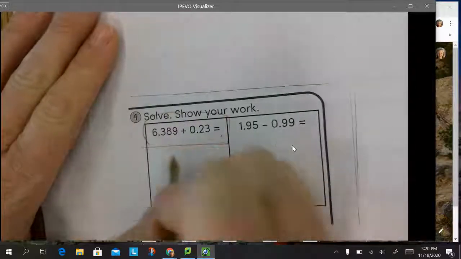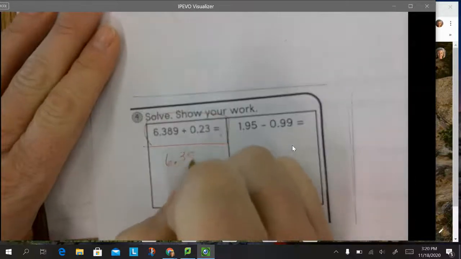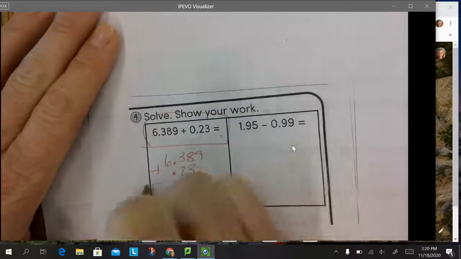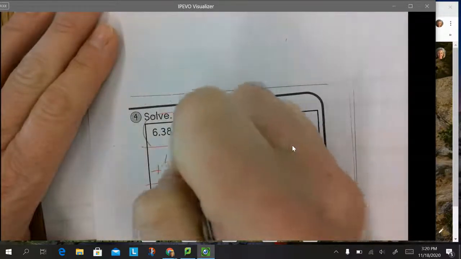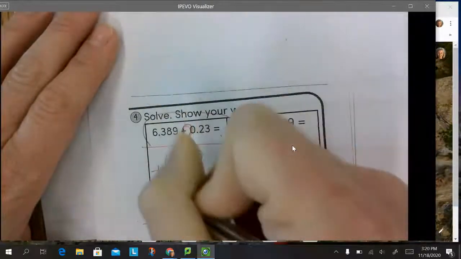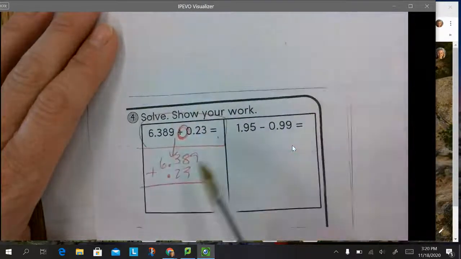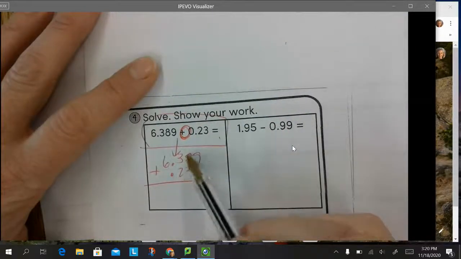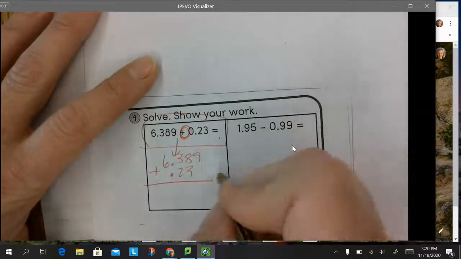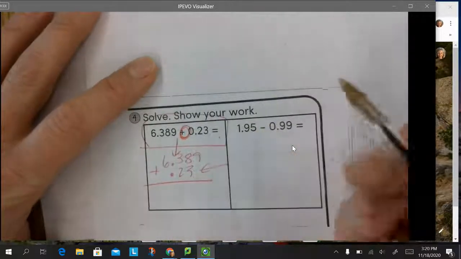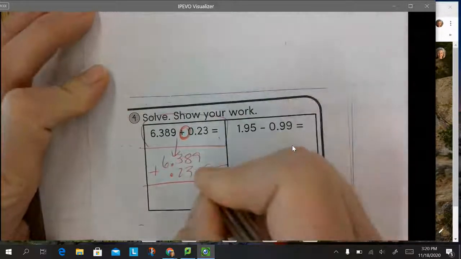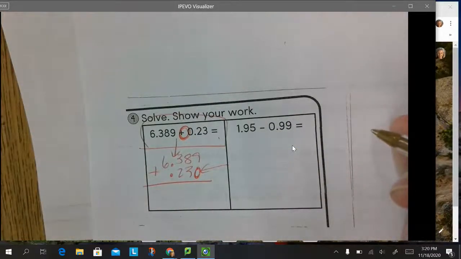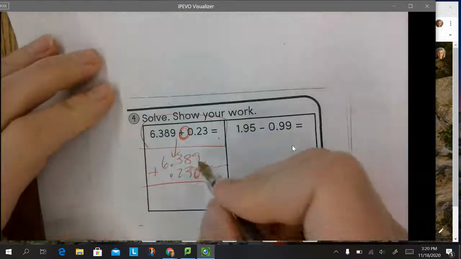Take a look at this. If you have 6.389 plus 0.23, notice the important thing when you add decimals is that you line up the decimals. I lined up my decimals. Everything looks nice and neat. You notice there's no number there. Well, if there's no number there, you can always add in a 0, because it just represents there's nothing there.